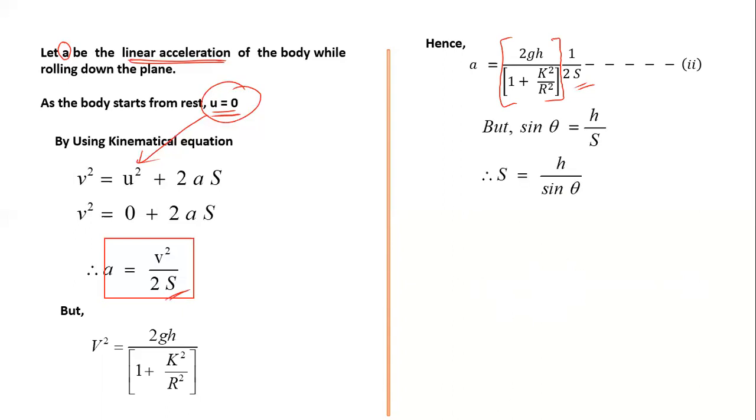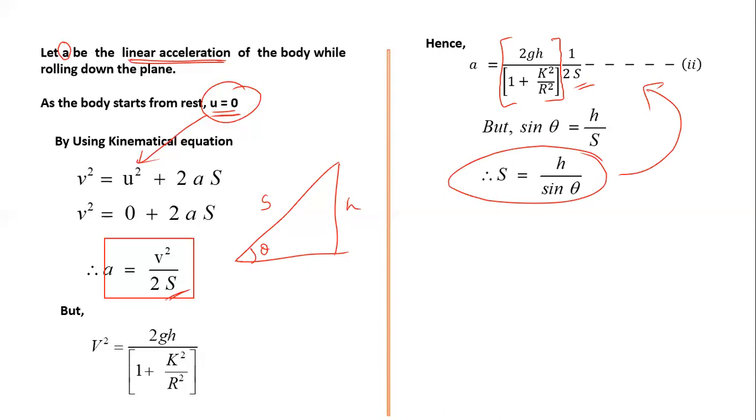But from the figure, sin theta is h by s. Now this is the diagram. This is the angle theta. This is s and this is h. Sin theta is opposite side h divided by hypotenuse s. So by using that, s is equal to h divided by sin theta, and this we have to substitute in this equation. So instead of this s we substitute this, we get this formula.